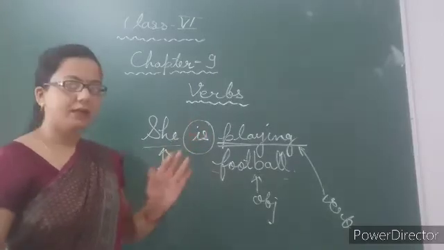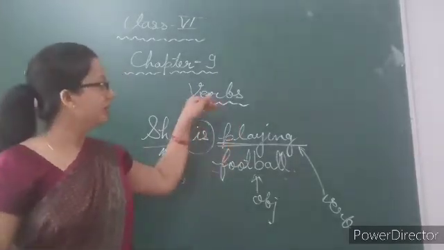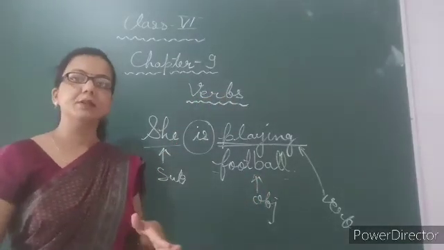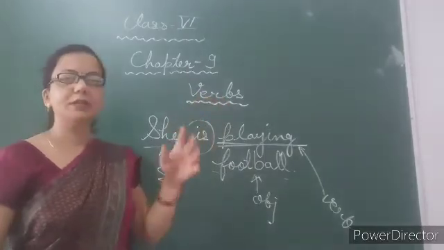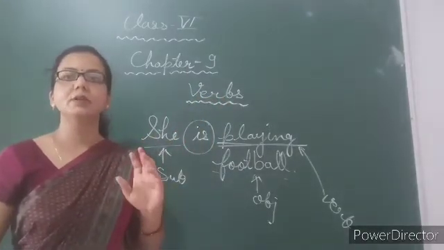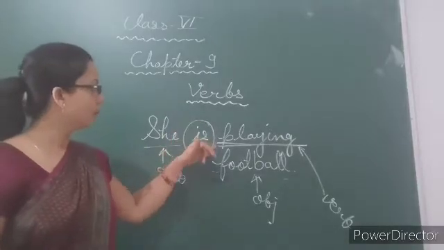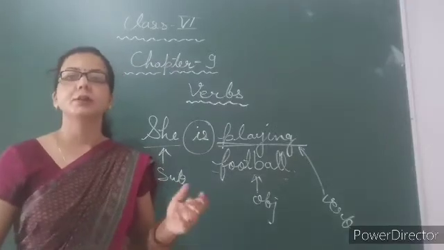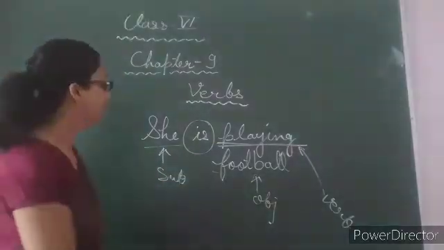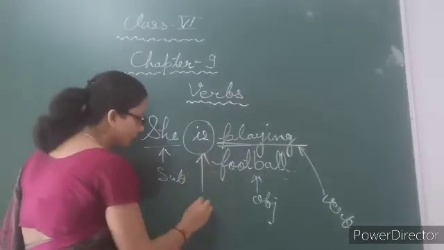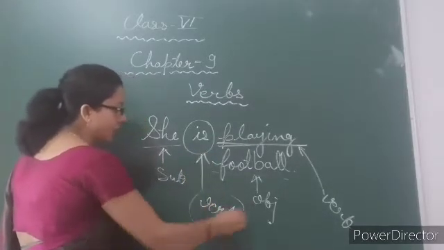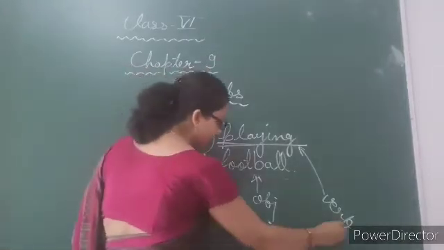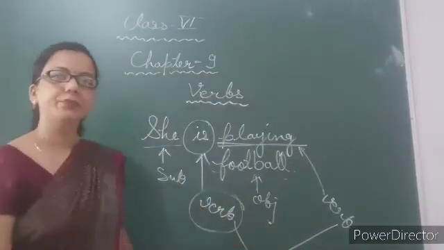So here I have told you that according to the definition, a verb is an action word. And the second thing, verbs also tell us about the tense, about the timing. So here the word is tells us the tense, the timing, that is present tense. So here is also your verb. Now a question arises: what is the difference between this verb and that verb?